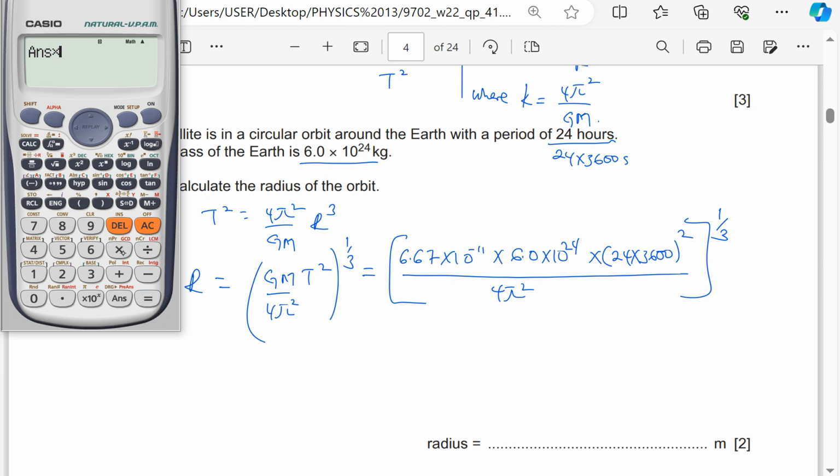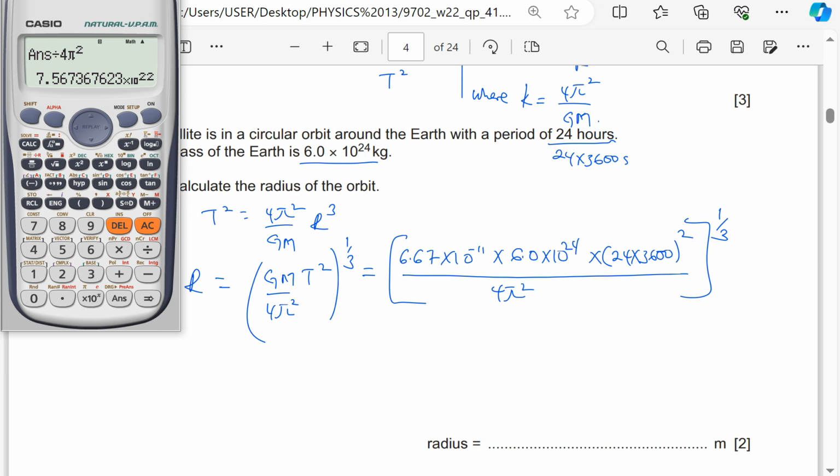Then I multiply this by 6. Sorry, I raise it to power 3. I'll have to repeat this. 24 times 3,600, and this is squared. Then times 6 exponent 24, then times 6.67 exponent minus 11. Then I divide this by 4 pi squared.